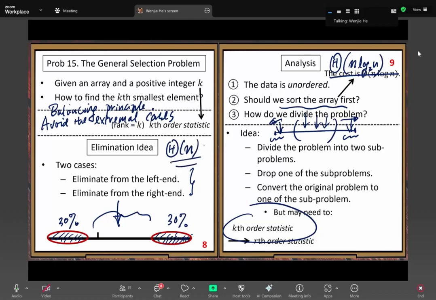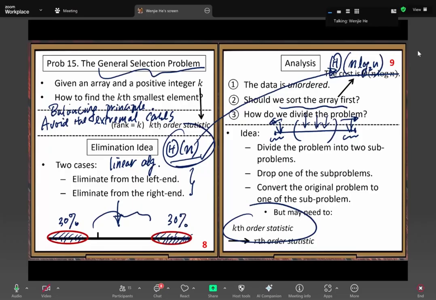Compare big theta of n with sorting, which needs big theta of n log n. That means you can do better. We call this a linear algorithm, because this is a linear function. So we have the solution to the general selection problem: this linear algorithm. That's the result.